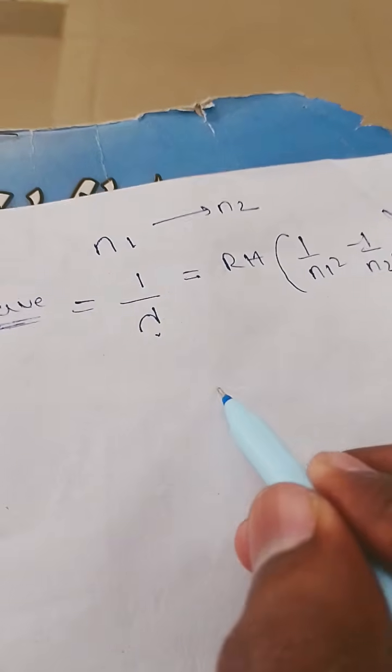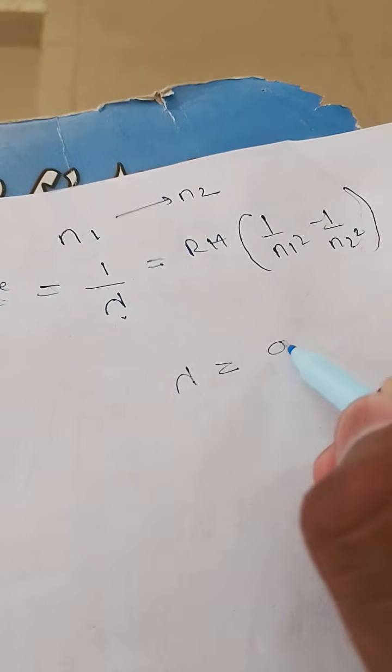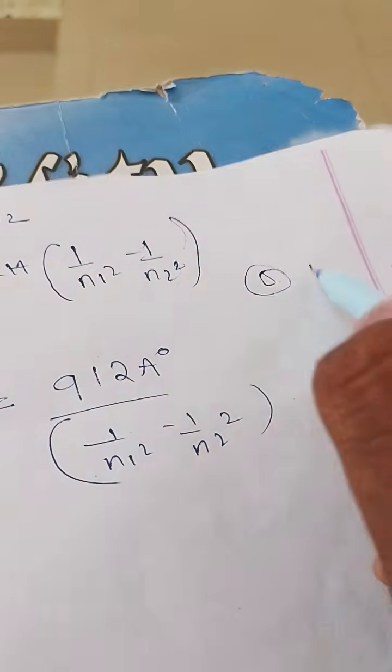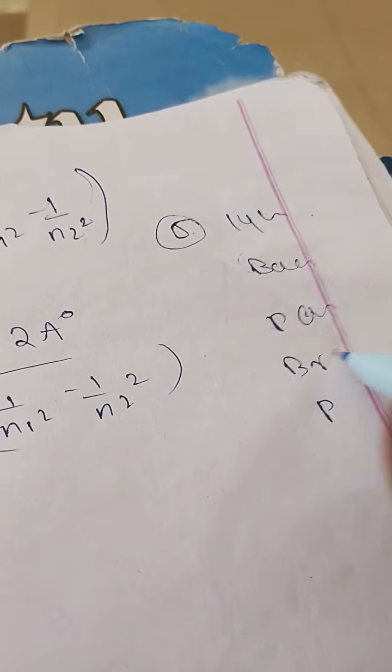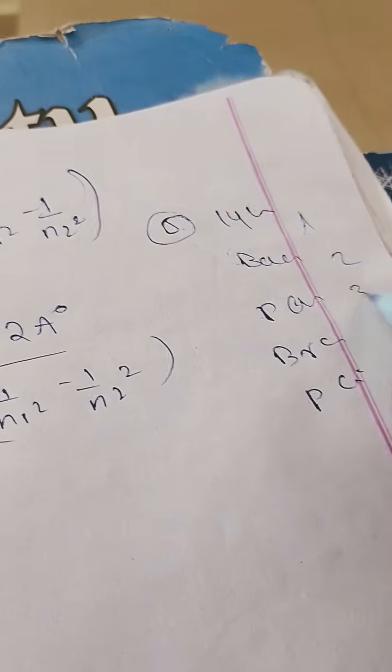While calculating lambda, we can directly write a trick: lambda = 912 angstroms divided by (1/n1² − 1/n2²). Here we have to learn five series: Lyman series, Balmer, Paschen, Brackett, and Pfund. Lyman, Balmer, Paschen, Brackett, Pfund: here n1 is 1, 2, 3, 4, 5.